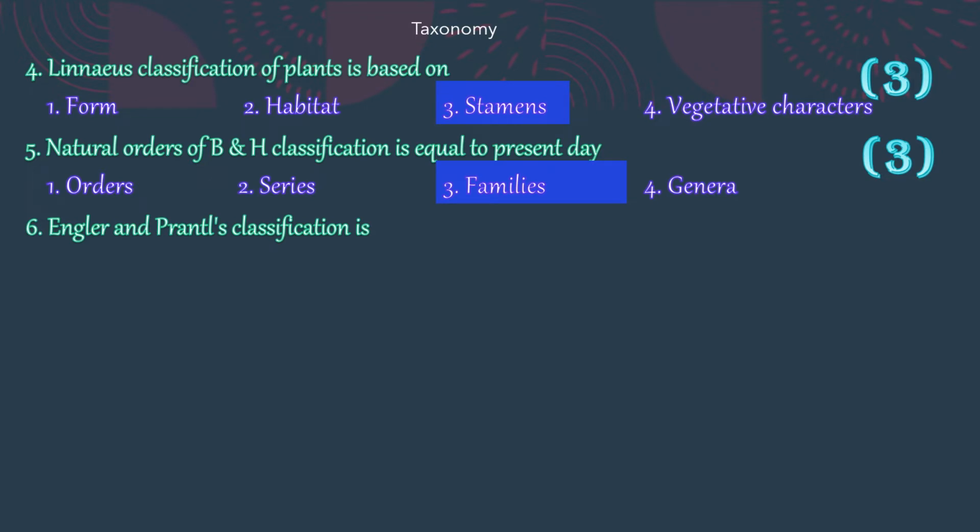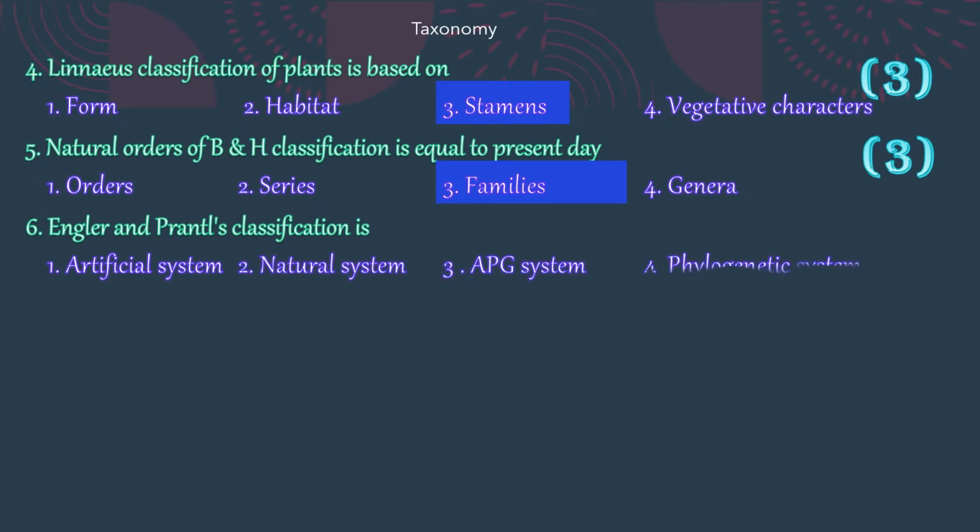Engler and Prantl's classification is: artificial system, natural system, APG system. Option 4, phylogenetic system. The answer is 4. Engler and Prantl's classification is phylogenetic system.